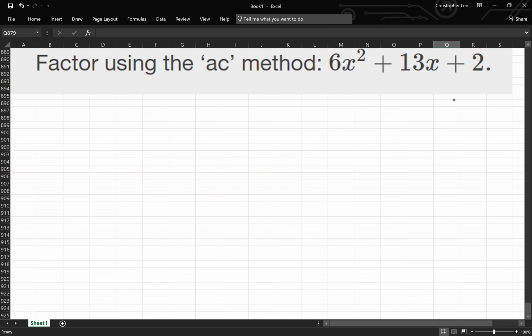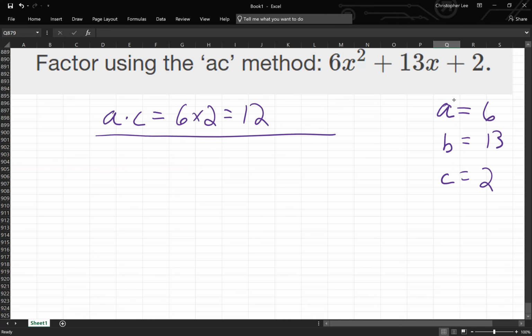So I want to use the AC method. Before I even get to that, help me out. What is A? What is B? What is C? So I heard 6. Very good. So I want to do A times C, which is what? 12. Good. And then my B term is 13.